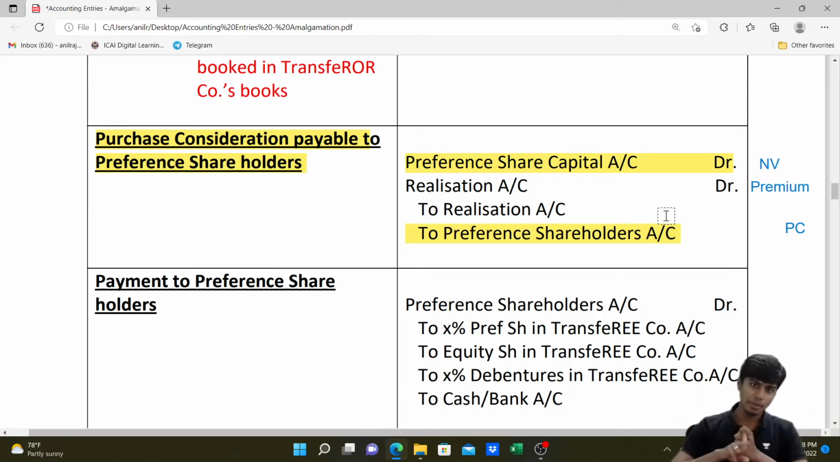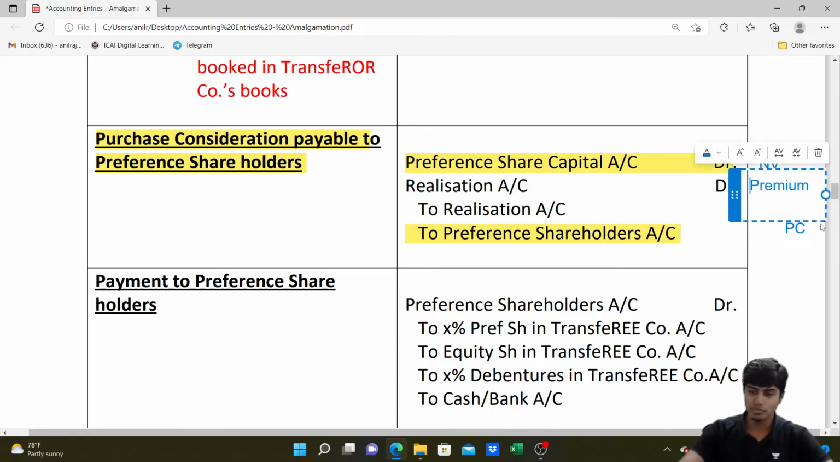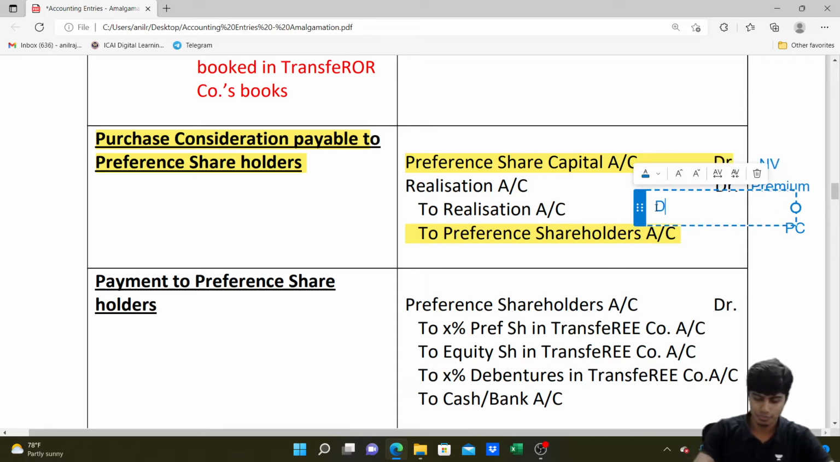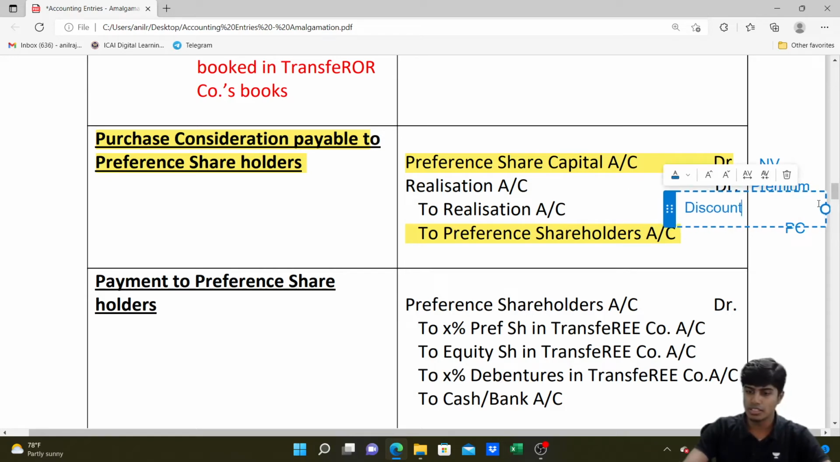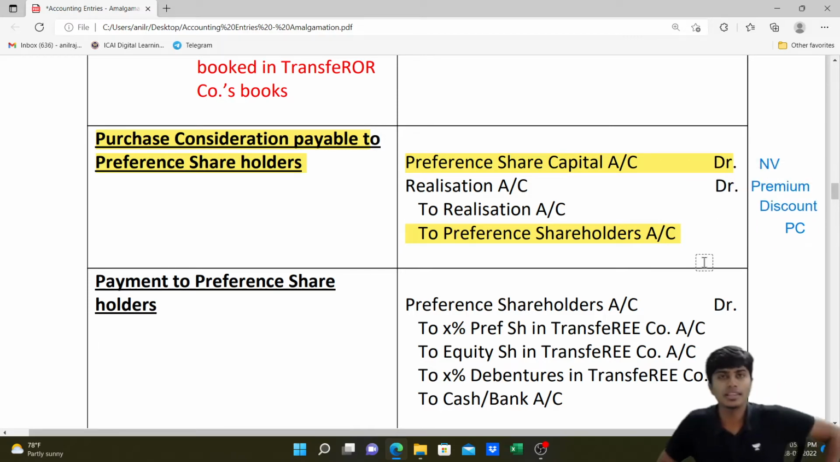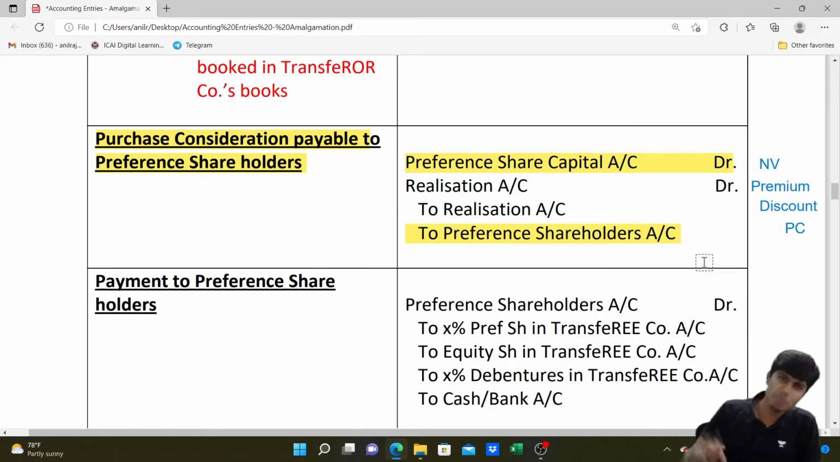Expenses, debit to realization. So what will we write? Preference share capital account debit, realization account debit, to preference shareholder. However, if you're paying less, say nominal value is 1 lakh, but we're giving them only 90,000 worth of shares in the new company, we are discounting them. So I'll write here discount. If there is any discount on this settlement, such a discount is income and will be credited to realization account. If you're paying more than the nominal value, such an amount is a loss and it will be debited to realization. So basically any profit or loss will be debited or credited to realization account.